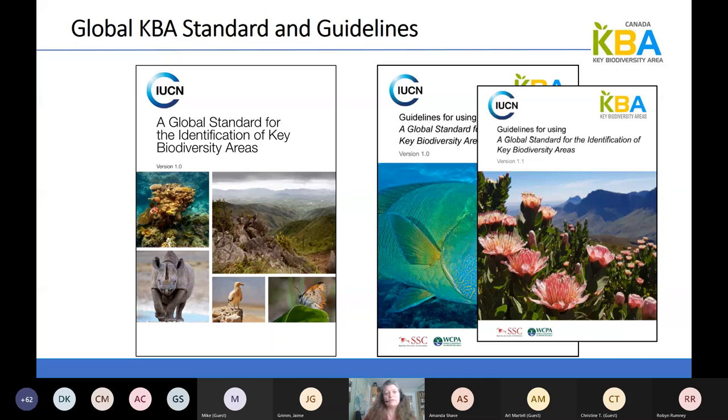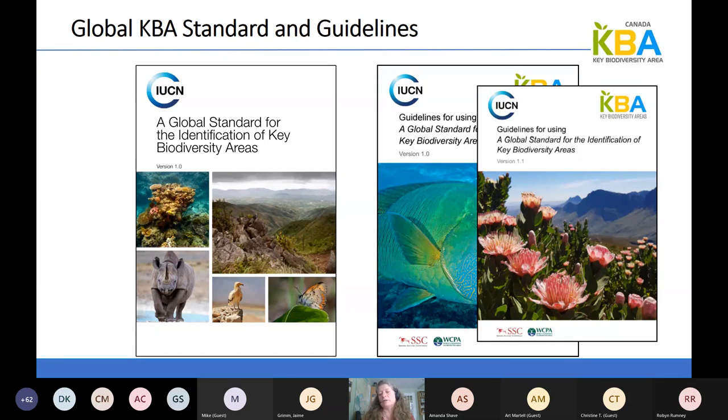I should emphasize that the Global KBA Standard is still very new. 2016 is not very long ago. By contrast, the global IUCN Red List standard was brought in 50 years ago and has lots and lots of years of implementation. We already have version 1.1 of the guidelines. These are 100-plus pages long because they have lots of information on how the standard is to be implemented, what the definitions of various terms are, what is the common practice, and what some pitfalls and tips are for implementing the standard.